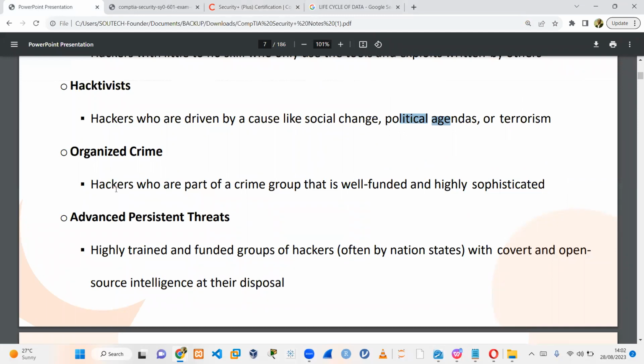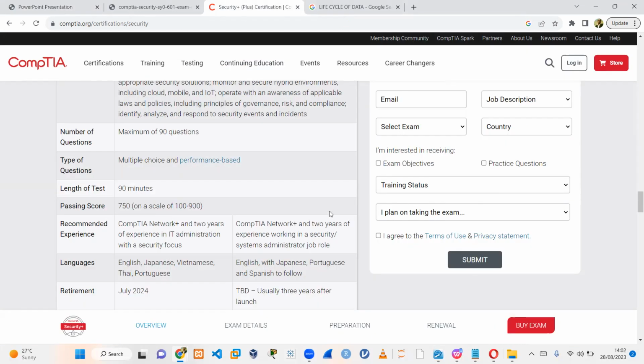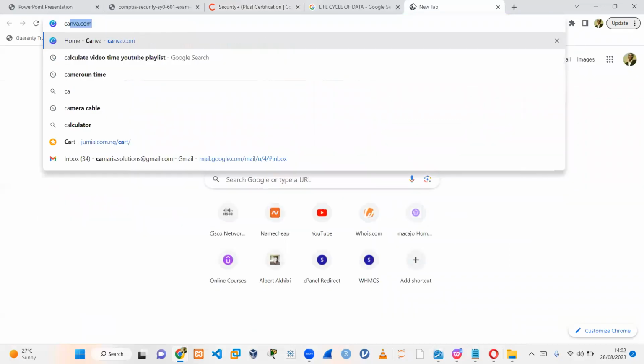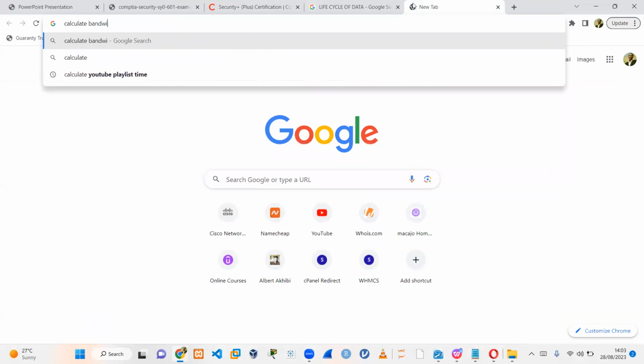Or you can have a group of 50 people doing that, and they can try to put in traffic to this particular application. If it's meant to take, let's say, 100 gigabytes in terms of speed traffic, let me tell you how to calculate that. Calculate bandwidth.